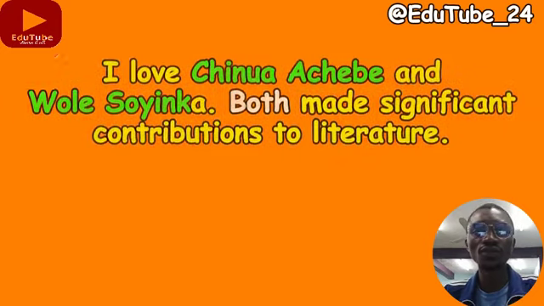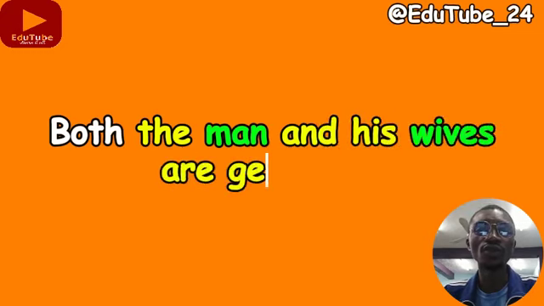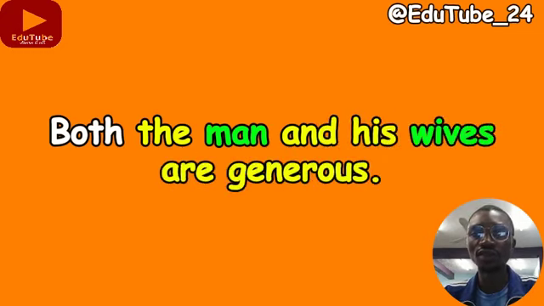And then the second example says that both the man and his wives are generous. Now look at the usage of both in this regard. Both is used as a determiner. Both the man and his wives are generous. So this is also referring to two entities, the man and his wives, or two groups together. And mind you, both takes a plural verb. Both takes a plural verb because both is used with a countable plural noun.